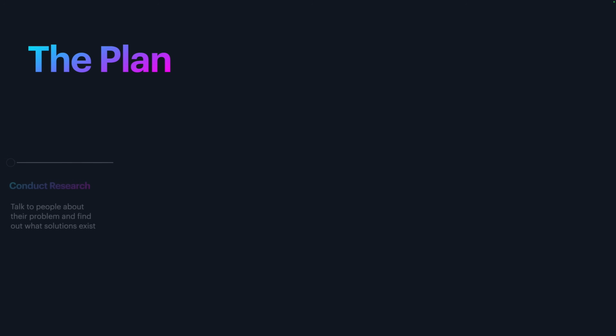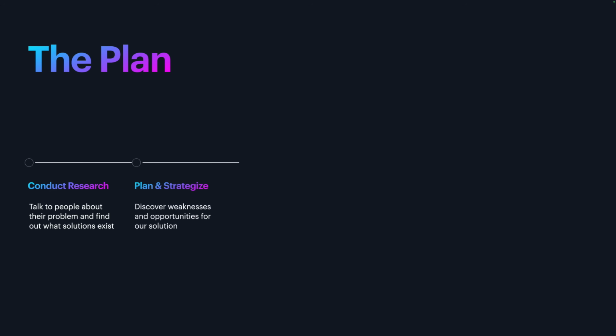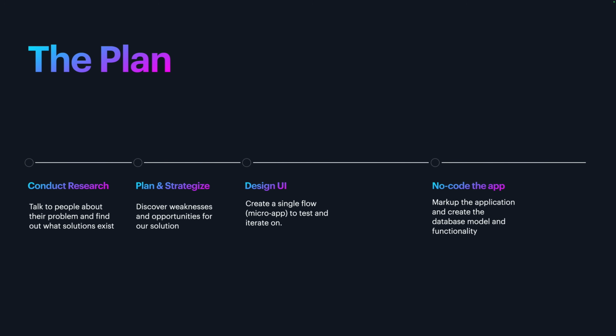So here's what we're going to do. First, we're going to conduct some research. We're going to talk to people about their problem, and we're going to find out what solutions exist. Then we're going to plan and strategize based on the weaknesses and opportunities we discover for our solution. Then we'll design the UI. We'll create a single flow like a micro app to test and iterate on. And finally, we'll no code the app, mark it up, create the database model and the functionality.